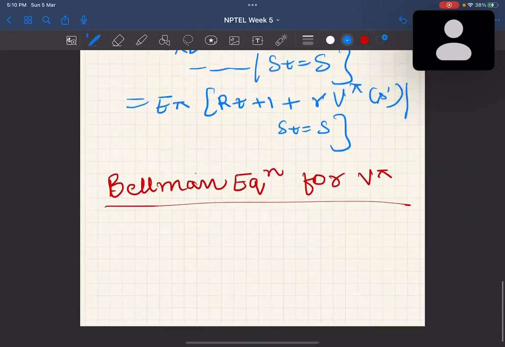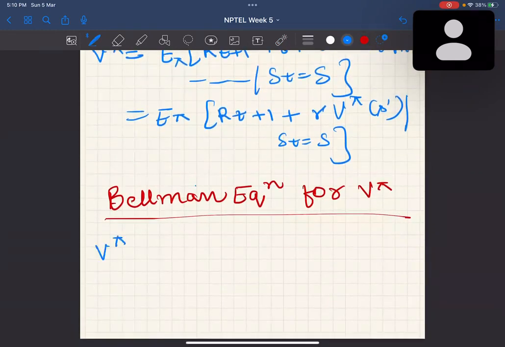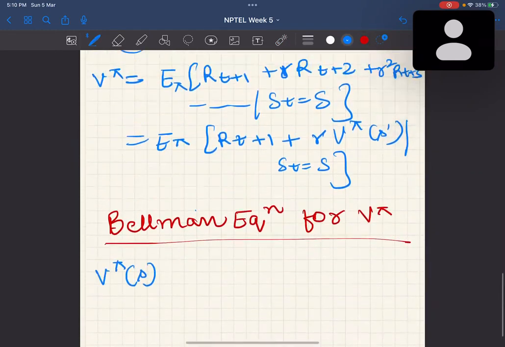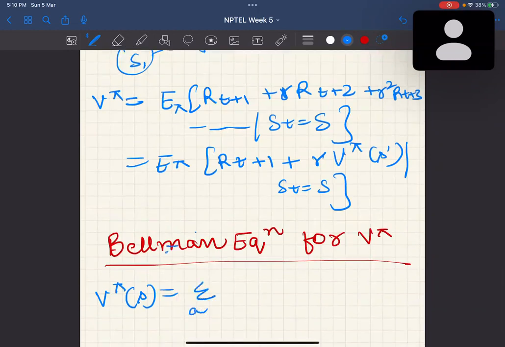Bellman equation of V pi now. I'll write it and then I'll explain it.